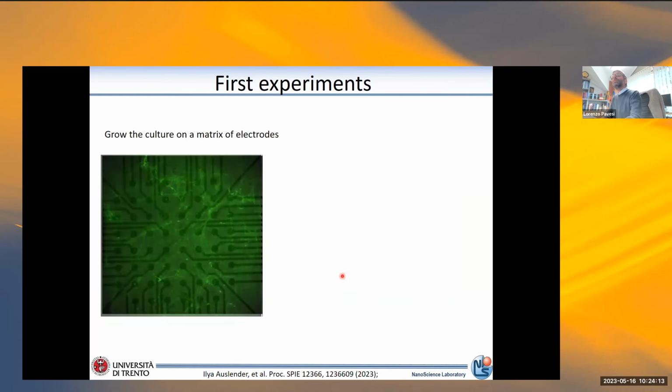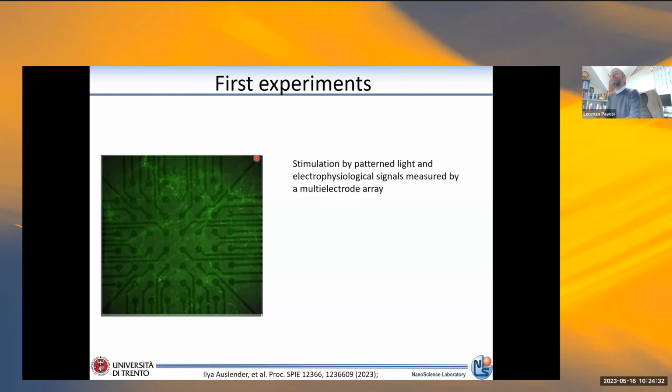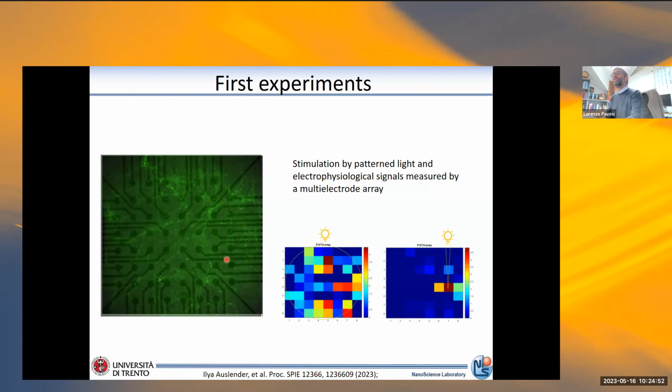And then what you can do now is to grow the neuronal culture on a matrix of electrodes, in such a way that now you can also record the electrophysiological activity of the neurons. So you can read what the neurons are doing in real time. And in this experiment, what we did was to stimulate the culture by using pattern light. And then we could measure the electrophysiological signal by this array of different electrodes that are the dark spots here. And this is the outcome.